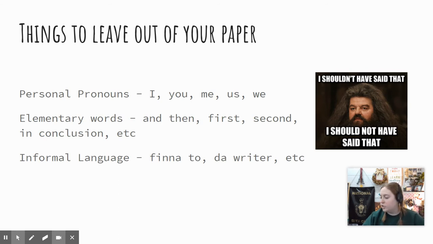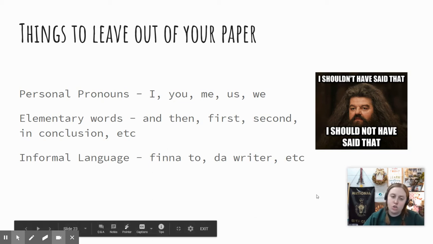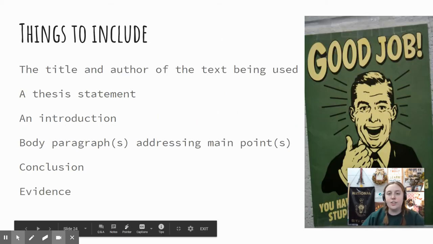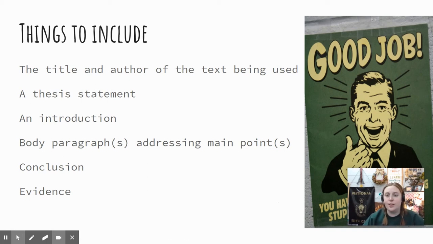All right. So really quick, before I show you how this is broken down, things to make sure that you leave out of your paper. Like I've been saying, no personal pronouns. You want to leave out any elementary school words like and then, first, second, third, in conclusion, etc. And then obviously any informal language like gonna, that reader, okay, things like that. Leave that stuff out. Now, these are things that I want you to include in your paper, and if you're following this format, then you are making sure that you have all of these included.